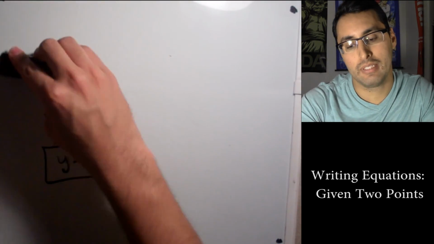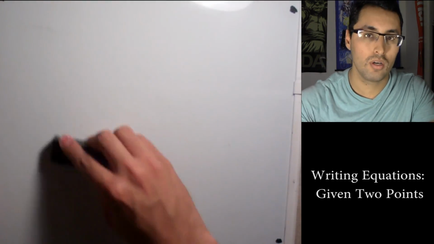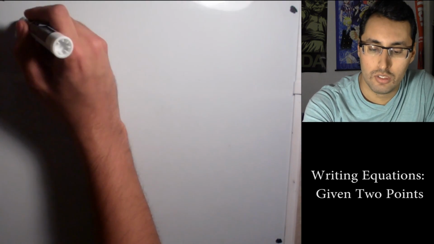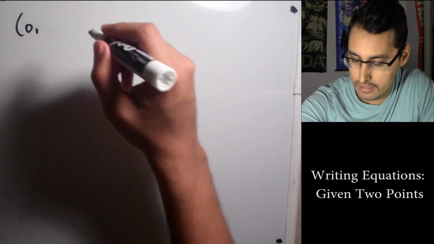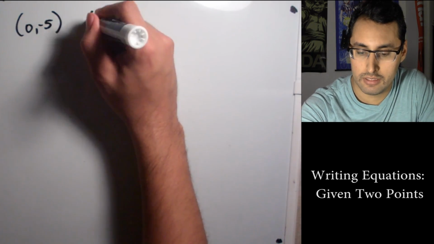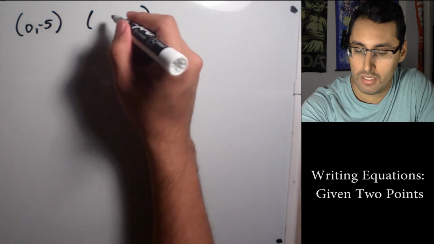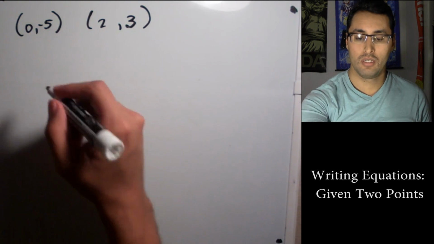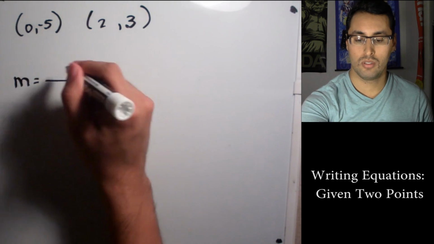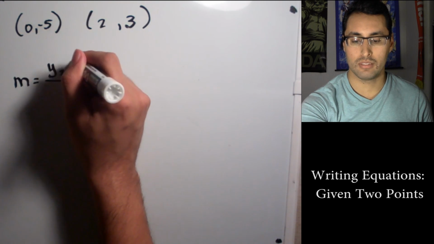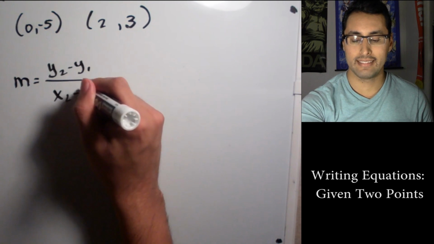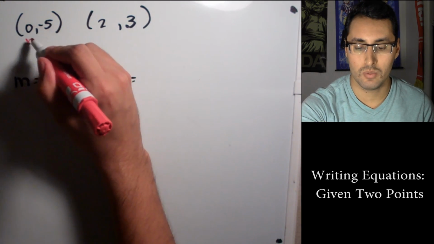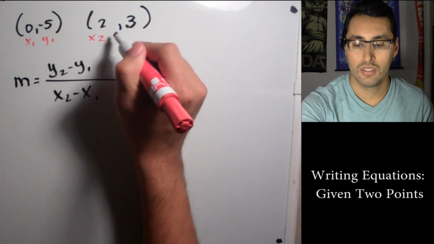All right, with this, I'm gonna give you one more example. All right, so let's have 2 points, 0 and negative 5, and our second one is going to be 2, 3. Well, again, you want to put this in the formula for slope. So that is m equal to y2 minus y1 over x2 minus x1. Okay, and again, we can put these over here. So x1, y1, x2, y2.